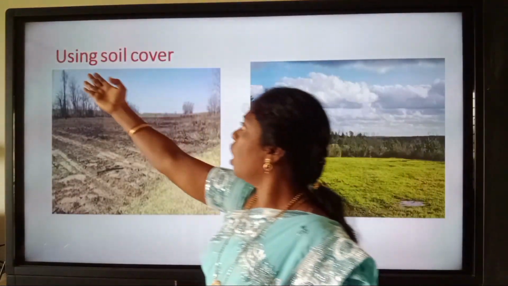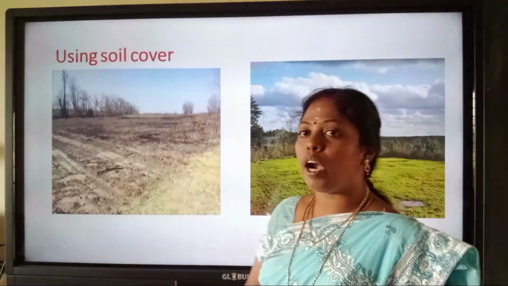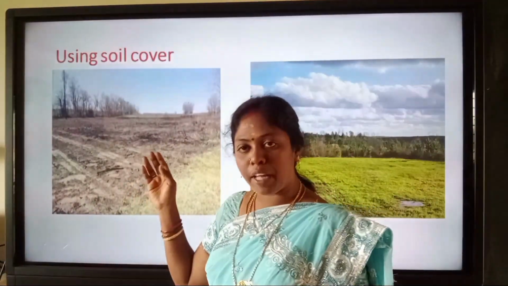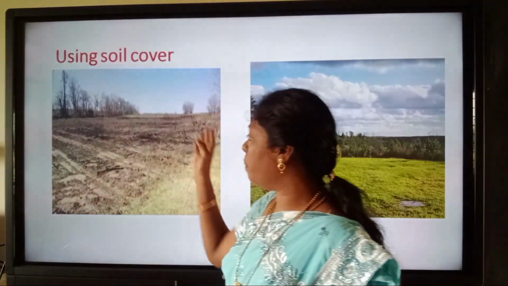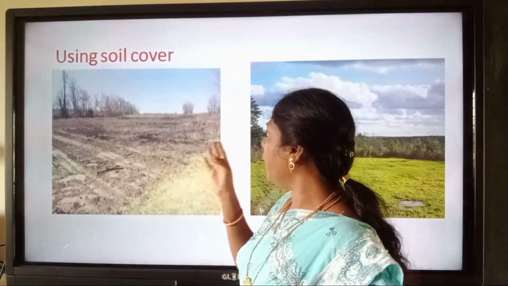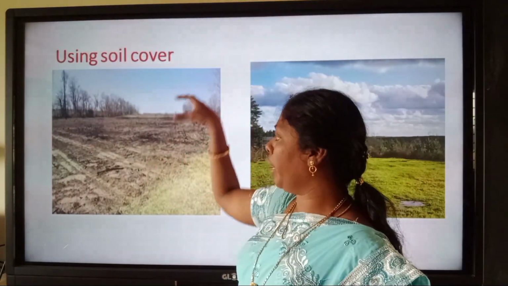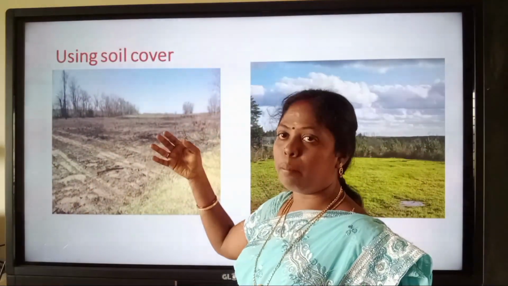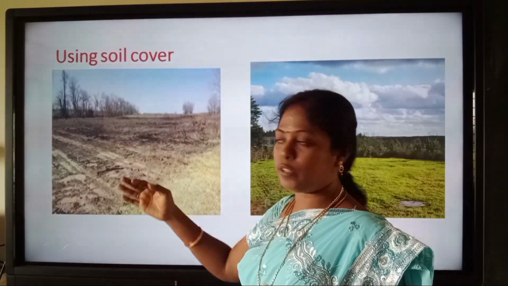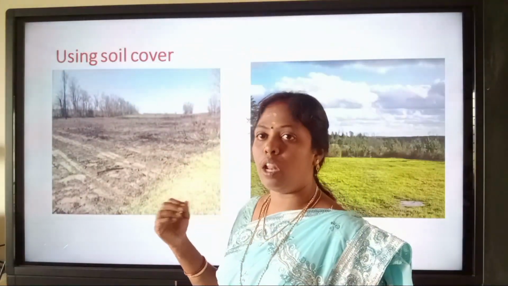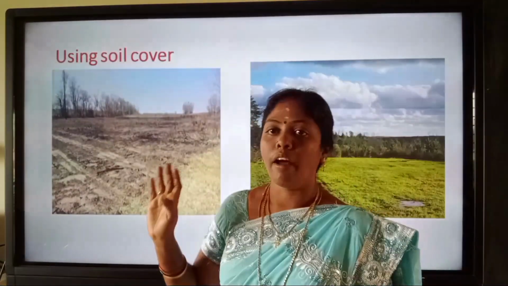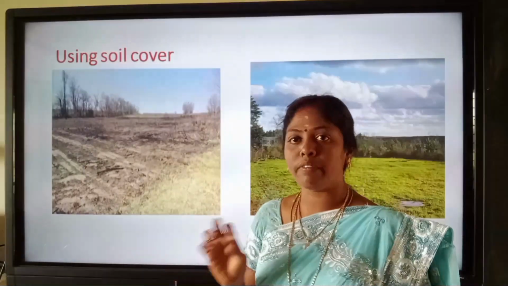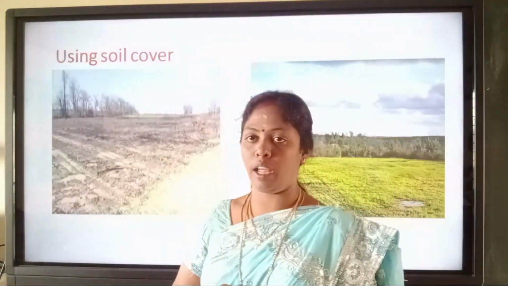The next method is using soil cover. So what do you mean by soil cover? Just see this land, it is a bare land. After cultivation, the land remains bare without the crops. At that time, what happens? The wind will blow away the soil. Otherwise, if water is flowing because of rain or any river water is flowing, it can wash away the topsoil. So in order to prevent that, we can grow grass over these bare lands. The roots of the grass can hold the topsoil.